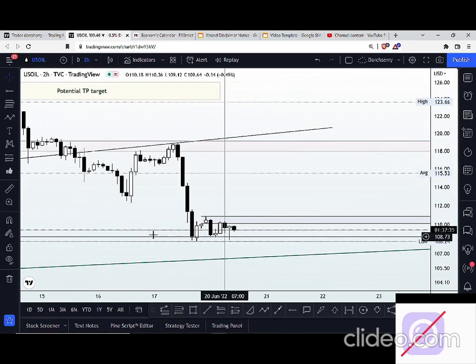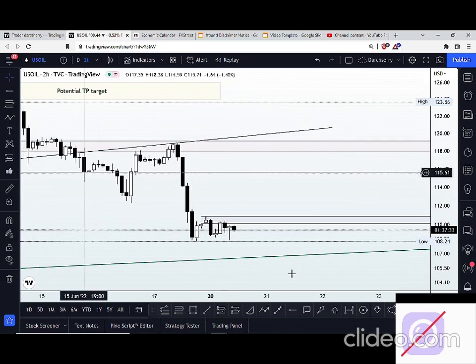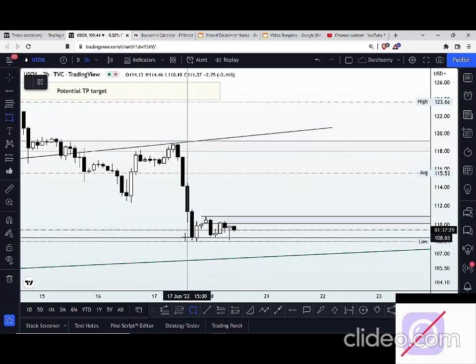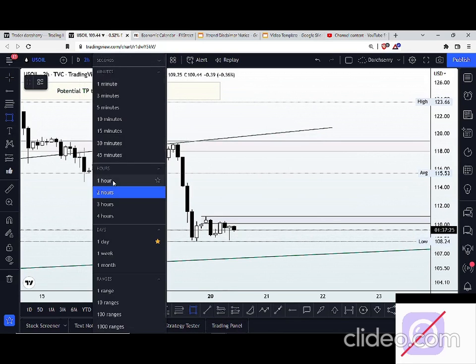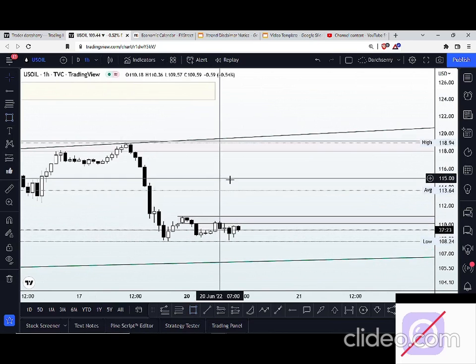Now, to help us identify this, it's most appropriate we have key levels to guide our actions going forward. So if we look left, allow me to go down to the 1 hour time frame to see things more clearly.